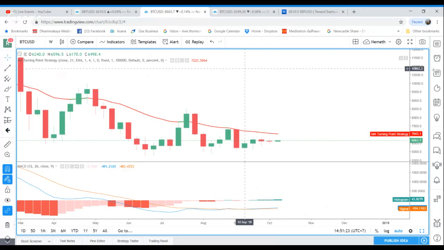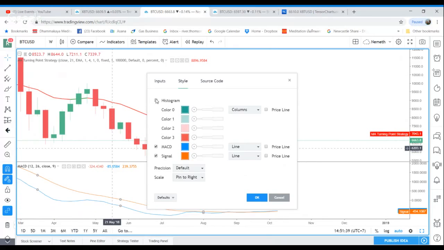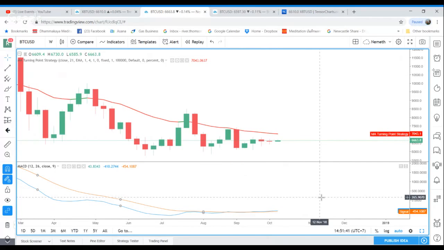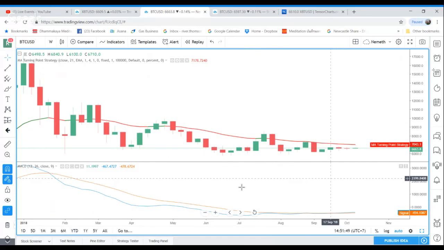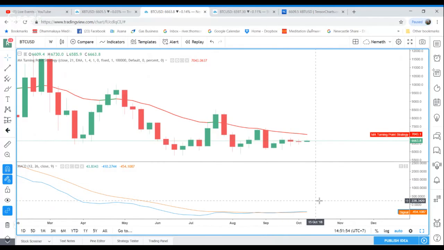Okay, is it above or below 0? Not if it's crossed. Has it crossed or not crossed? So he's not looking at the histogram. In fact, we can probably take that off, just because it's going to confuse things. Not interested in the histogram. He's interested in this 0 line. And we're not yet above 0. So he would not be looking for a long until the MACD goes over 0. And it's a long way from there yet.